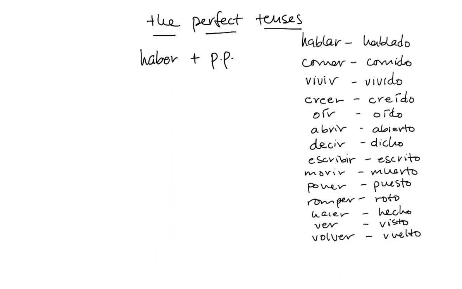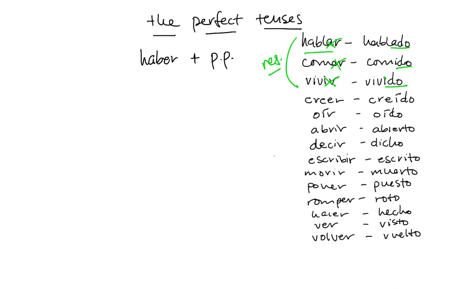Over here we have our different past participles. If it's a regular verb, hablar, we simply drop the AR and add ado, and we get hablado. For regular ER verbs, drop the ER and add ido, we get comido. IR verbs, drop the IR, add ido, that's not accented there, vivido. Okay, so these are all regular.